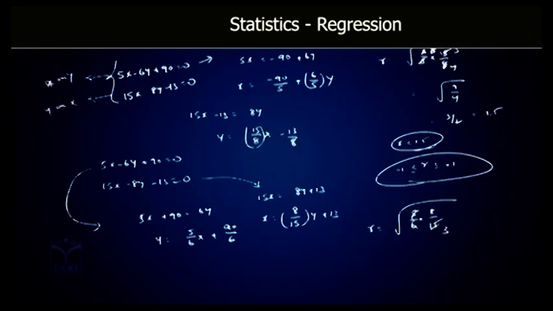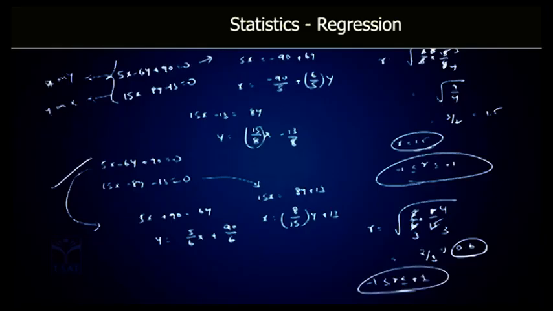5 ones are 5, 5 threes are 15, and 2 threes are 6, 2 fours are 8. It is 2 by 3. We get 0.6. Now it is within the limits. So this is our correct assumption, not the earlier one.